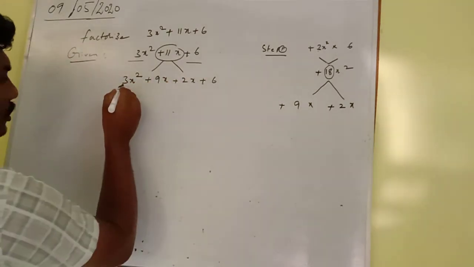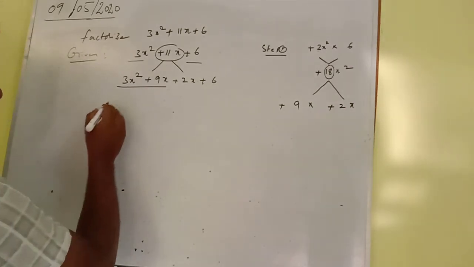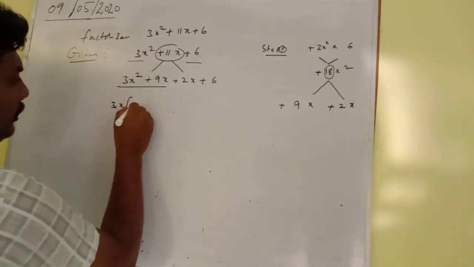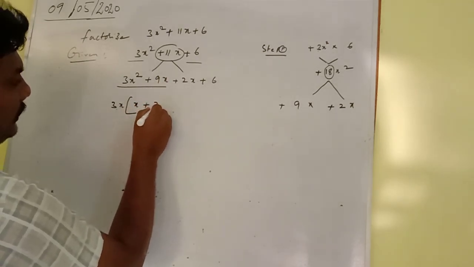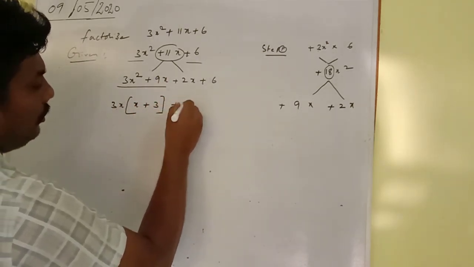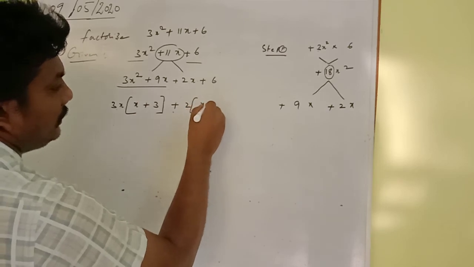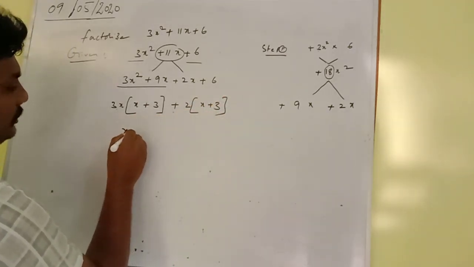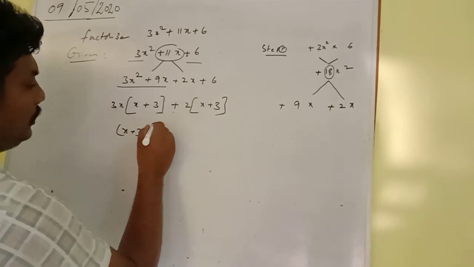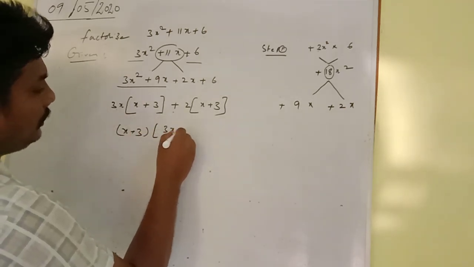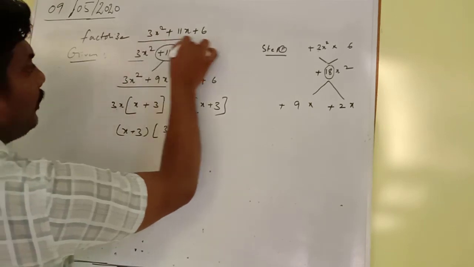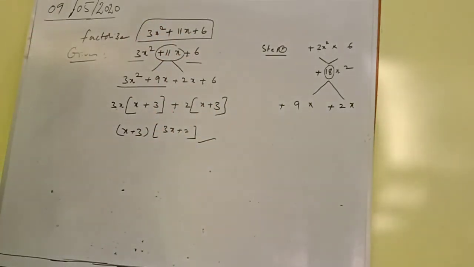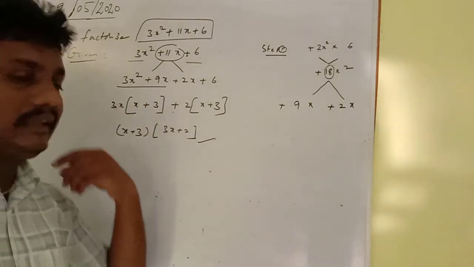Now from these two terms, we take the common 3x. If you take 3x as common, the remaining is x plus 3. Now you can take 2 as common from the next two terms, which is also x plus 3. Now take x plus 3 common from these two terms, so it becomes x plus 3 into 3x plus 2. The given polynomial is factorized like this, and these are the two factors.